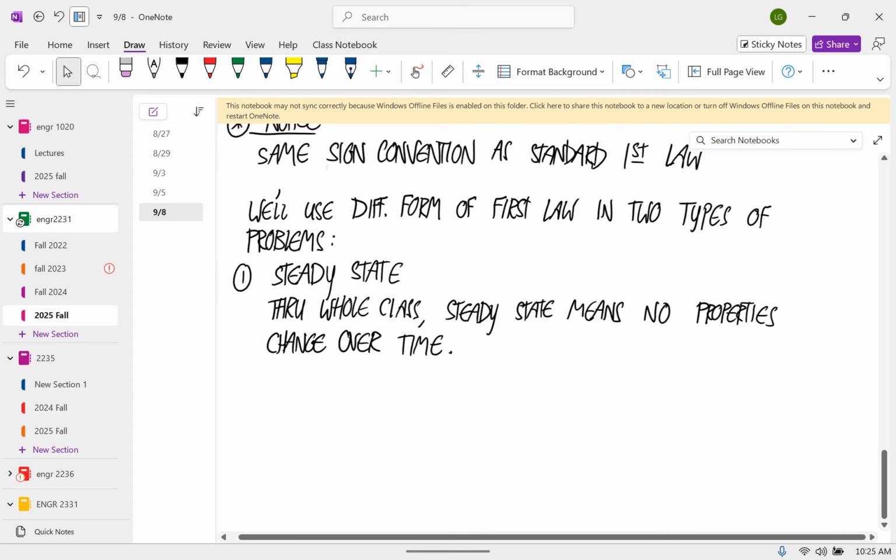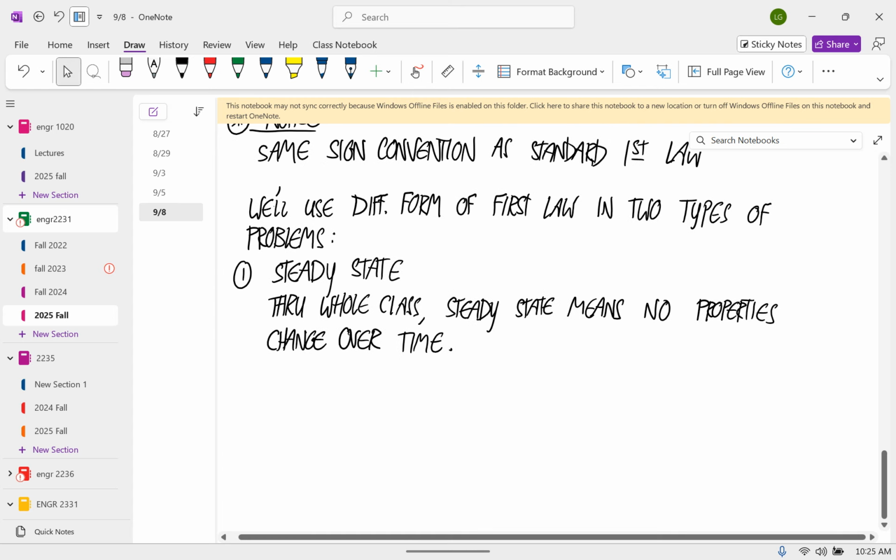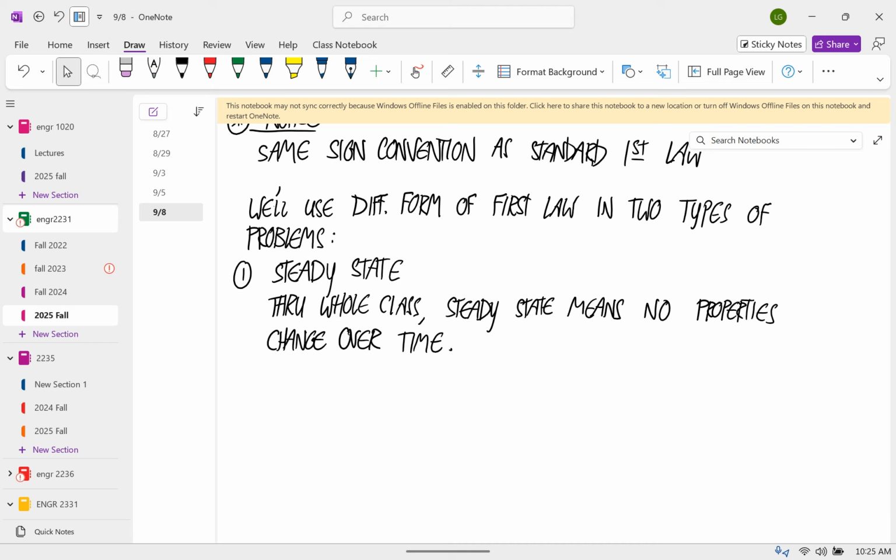Okay, so if no properties change over time, that energy, capital E, is a property. And so the most important thing for the first law is that dE/dt is equal to zero. There's no change at all over time.